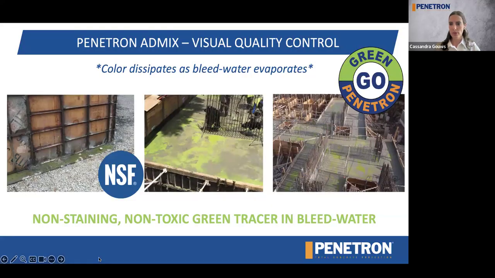I'm going to skip that video because you can't hear the sound, but I'll share it with all of you. It's just to show how it all fits together. But I mentioned that you must remember that green liquid in that little circle. And that is our Penetron Admix, the crystalline waterproofing additive's visual quality control that's built in.